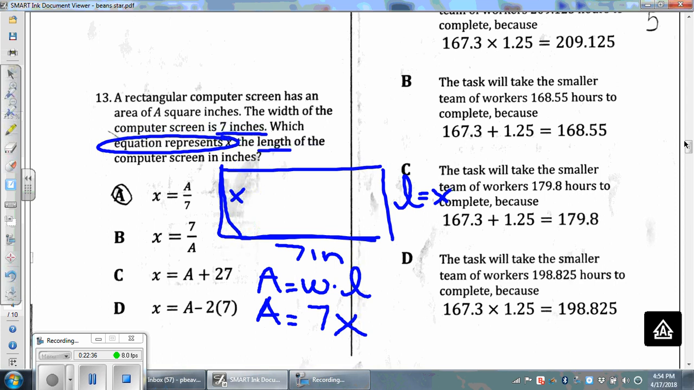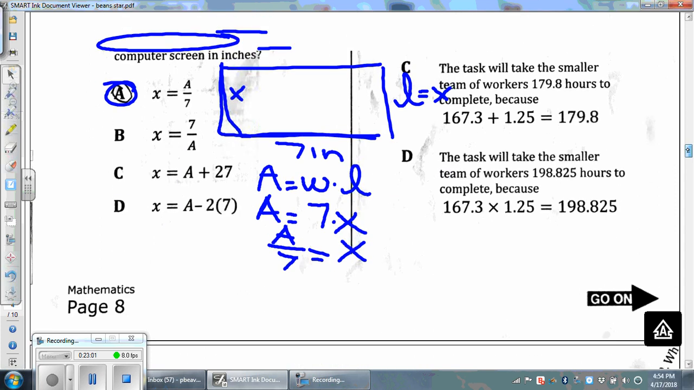However, the question is, which equation represents X? So what we need to do is solve for X. So we know that 7 is multiplying the X. And so to undo multiplication, we have to use division. So if we divide by 7, we will be dividing the area by 7. And so the correct answer here is A. So let's move on to question 14.